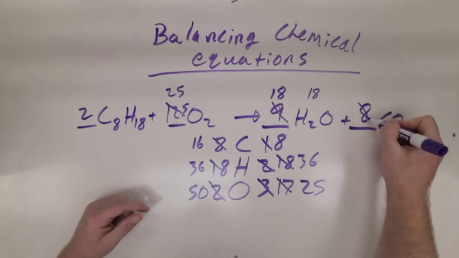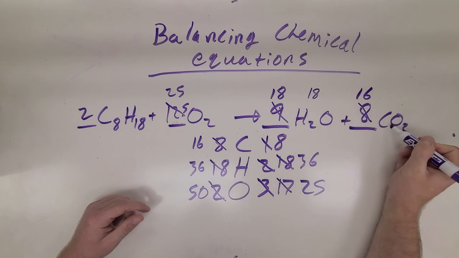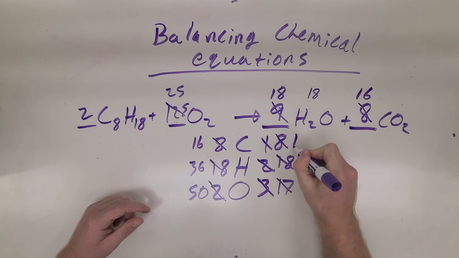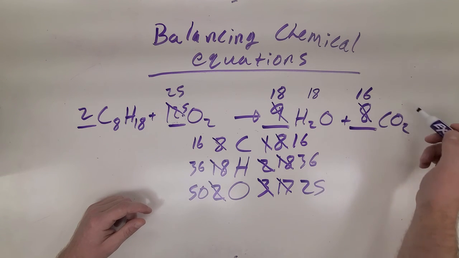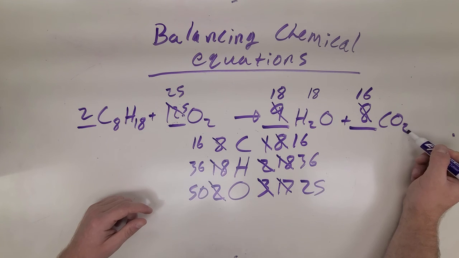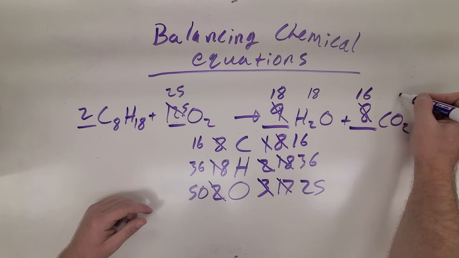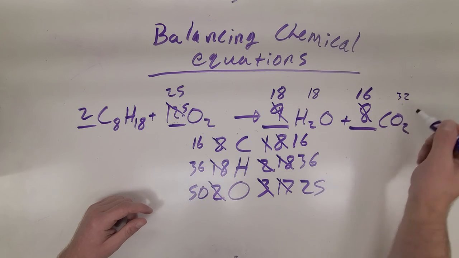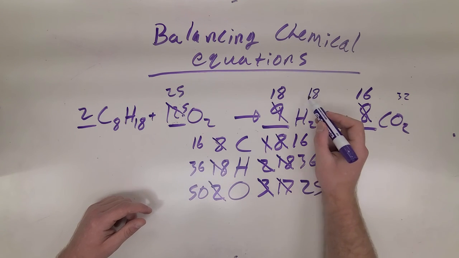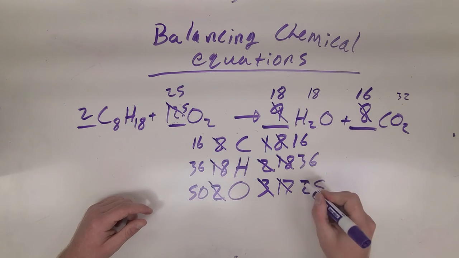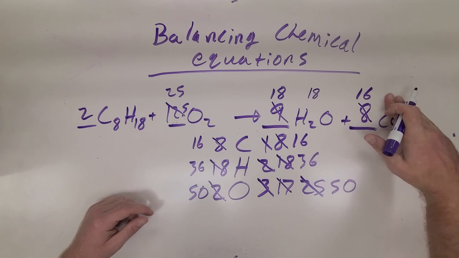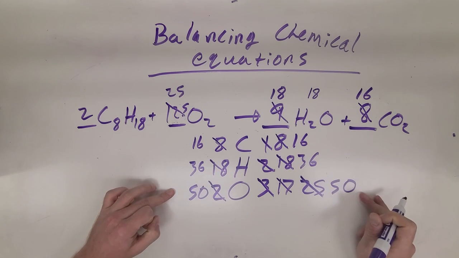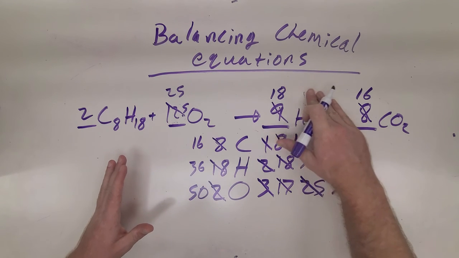We've got to double this now, so that is 16. 16 times 1 carbon gets us 16. 16 times 2 oxygen gets us 32 oxygen. So that's going to be 32 oxygen. 32 plus 18 is 50. So we've got 16, 36, 50 of everything on each side. Boom, we got it. That's exciting.